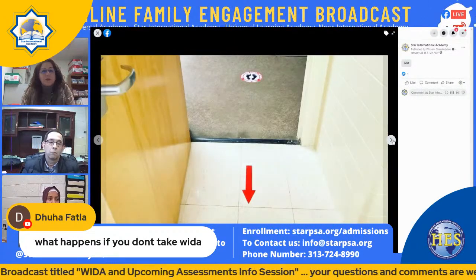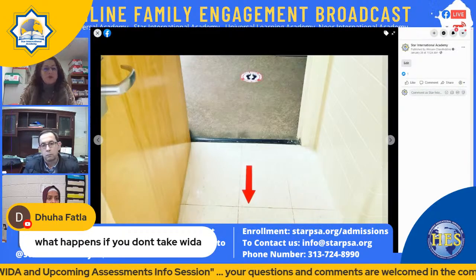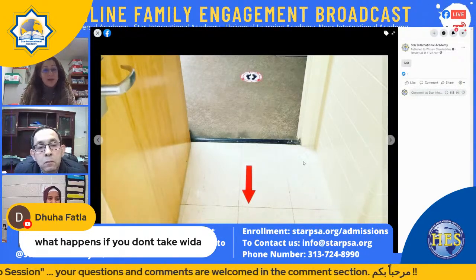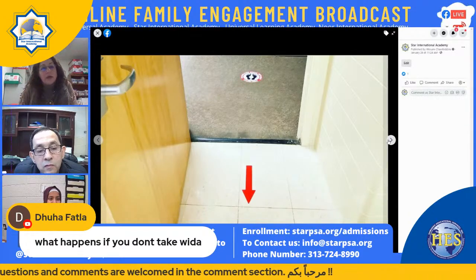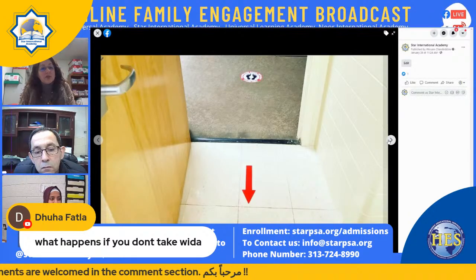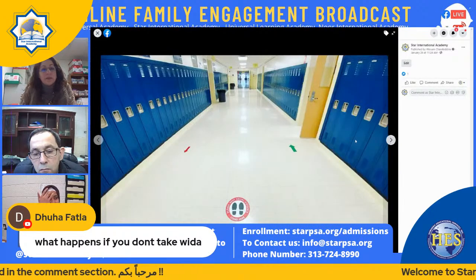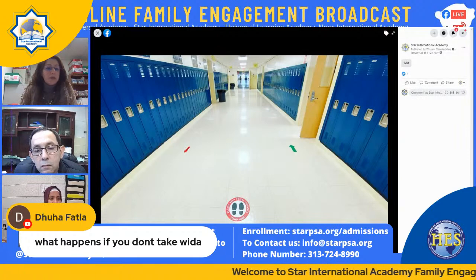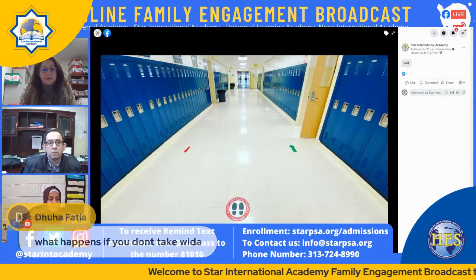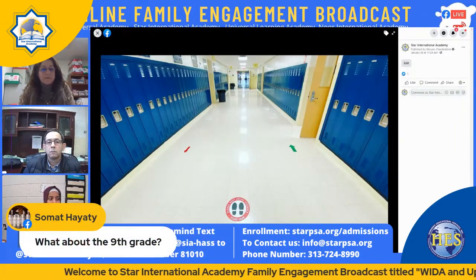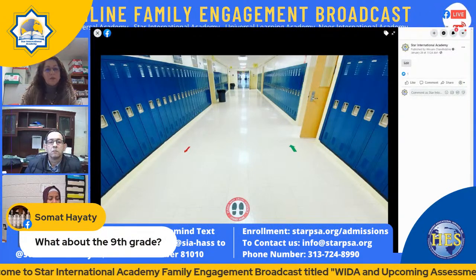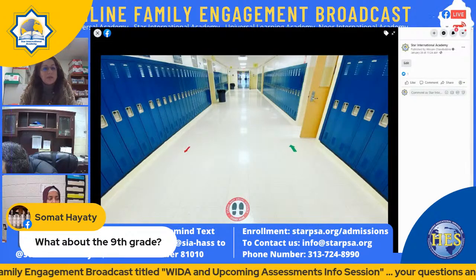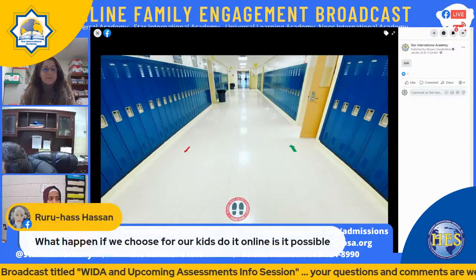What happens if you don't take the WIDA? We just mentioned that we need to take the WIDA because it's a state-mandated test. What we can provide parents and students is accommodation, and we can make up the test anytime from February until April 9, but we cannot decline that test. It is a state-mandated test. What about the 9th grade? All grades, kindergarten up to grade 12, have to take the WIDA test.